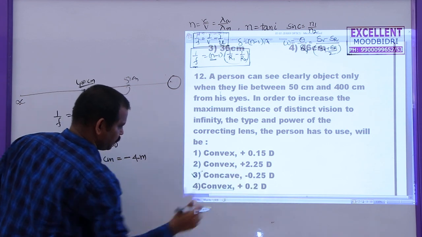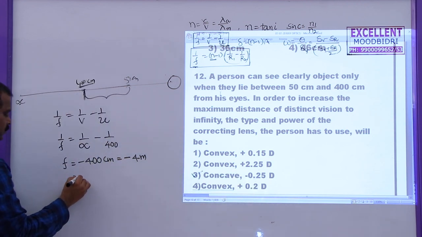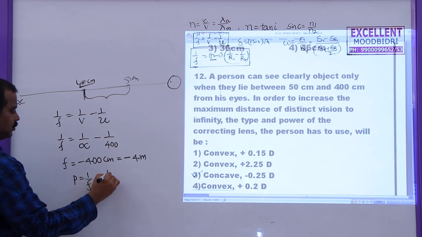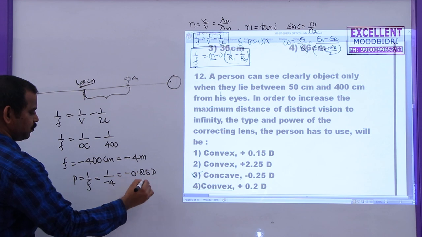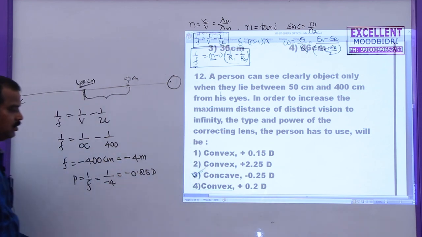But let me check the power of this lens also. Power is equal to 1 by f, that is 1 by minus 4, which is minus 0.25 diopter. That's why option 3 is correct.